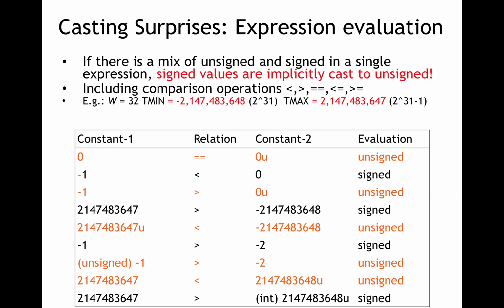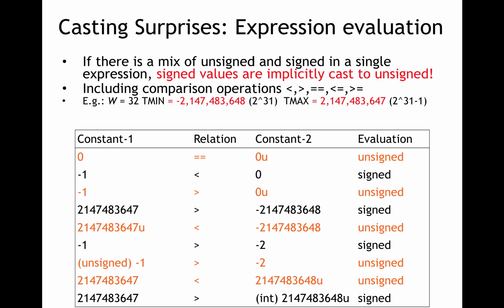Okay, this is a table showing the expression evaluation on different operator and operand types. You can see 0 equal to 0u, which means unsigned 0. -1 less than 0 is with signed numbers. But -1 larger than unsigned 0, because -1 as an unsigned integer equals a very big value. In this case, the max value is like 2 billion, or it's just 4 billion. Actually, it depends on the size, but it's a very big value.